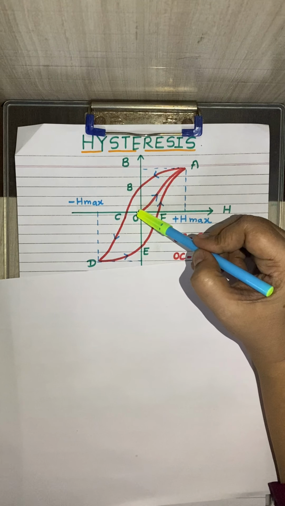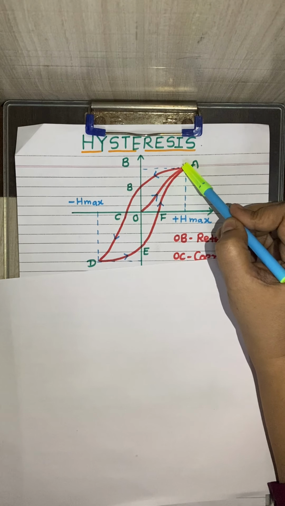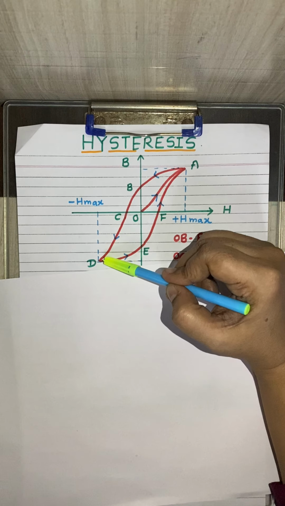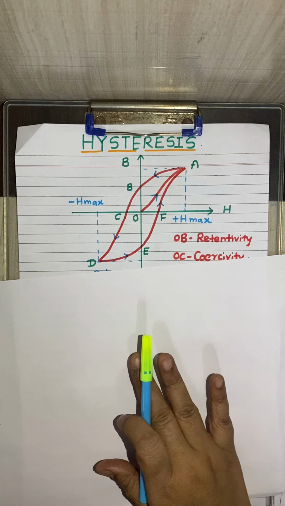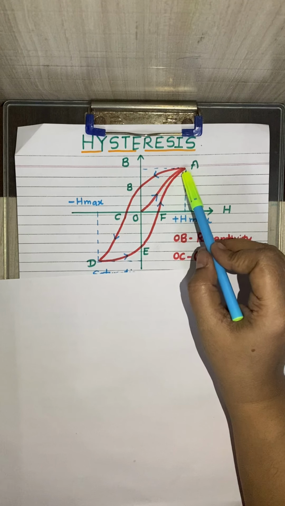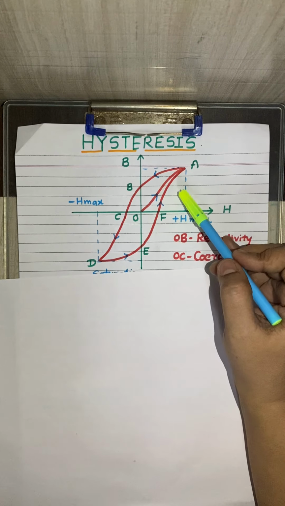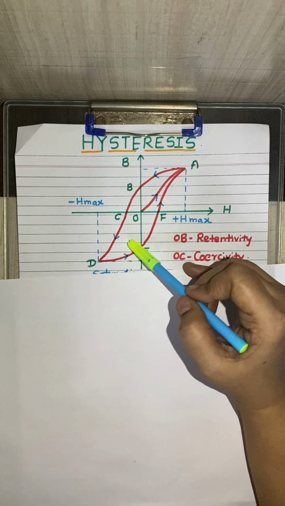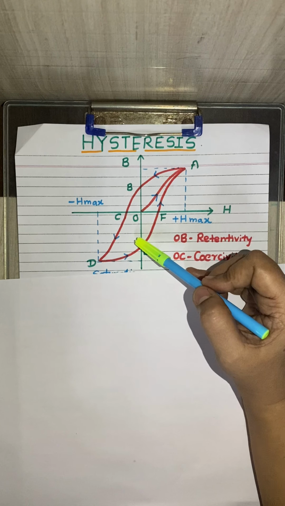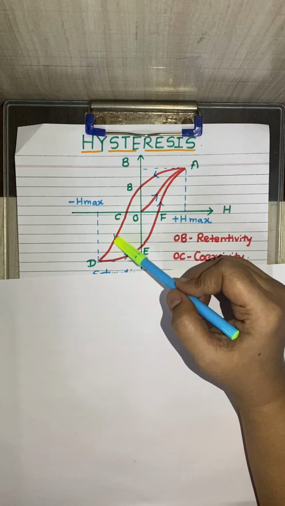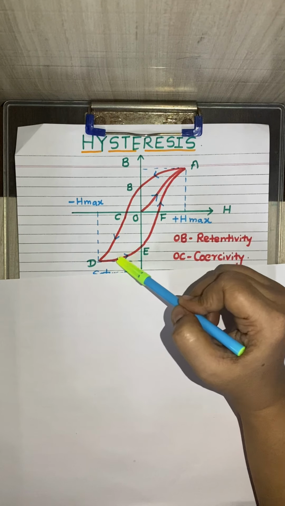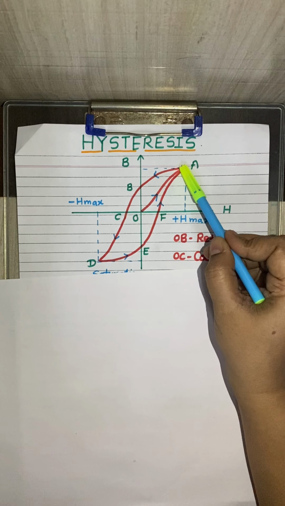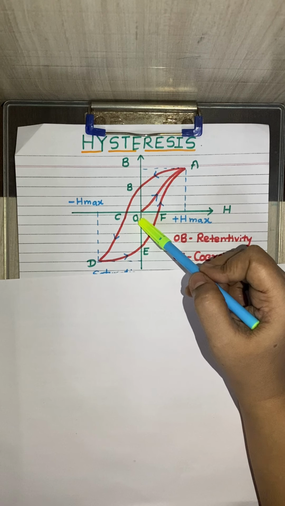So we started from O, reached A, then from A, B, C, D, E, F, A, we have completed one path, isn't it? This complete path represents the cycle of magnetization of a ferromagnetic sample, and this particular loop is called the hysteresis loop. You can see that it is a closed loop of magnetization of the ferromagnetic substance, and that loop is called a hysteresis loop.